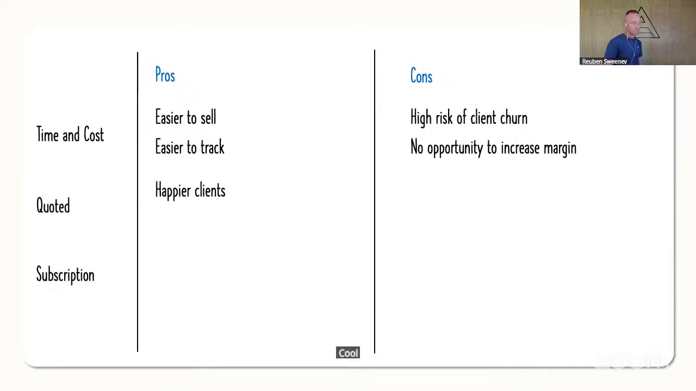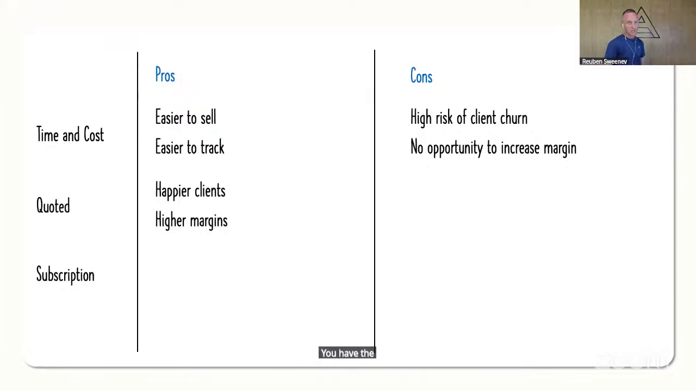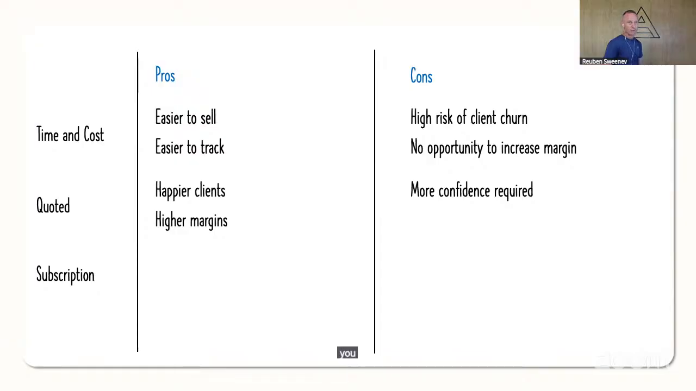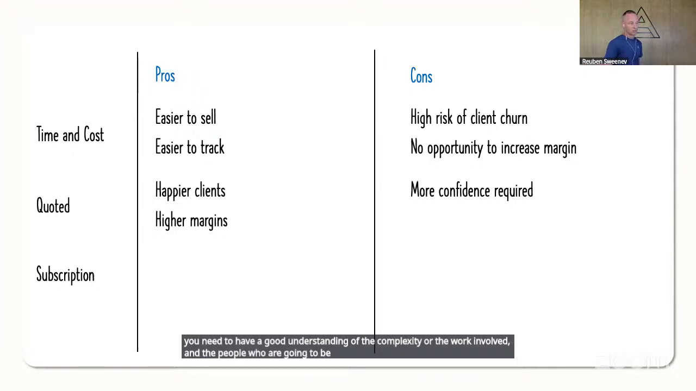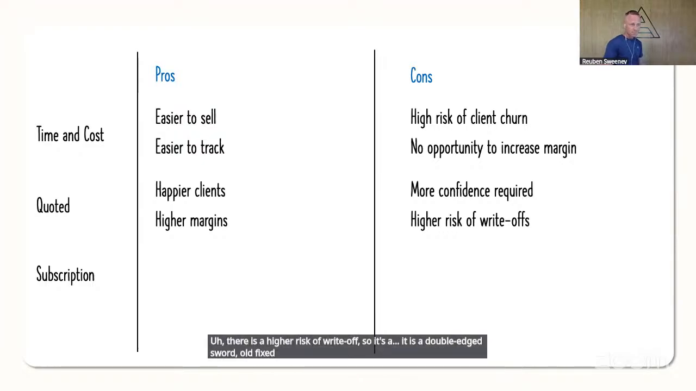Cool. With quoted methods, we tend to have happier clients because they know what they're going to pay you, whether they're paying it at the end or at the start or somewhere in between. You have the opportunity for higher margins on jobs because you're taking the risk on delivering things quicker than you plan, or as quick as possible. You need to have a good understanding of the complexity of the work involved and the people who are going to be doing that work in order to arrive at a fixed fee. There is the higher risk of write-off, so it is a double-edged sword, with fixed fees, but also the risk of reward.